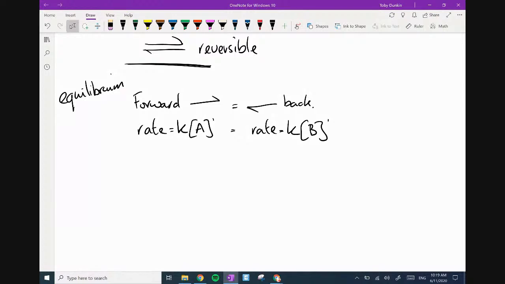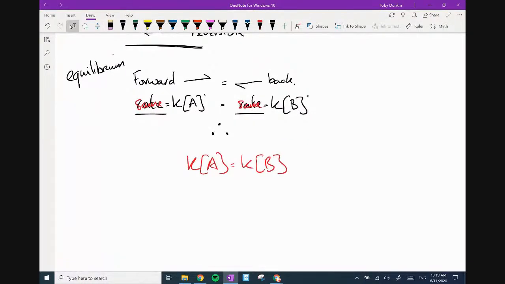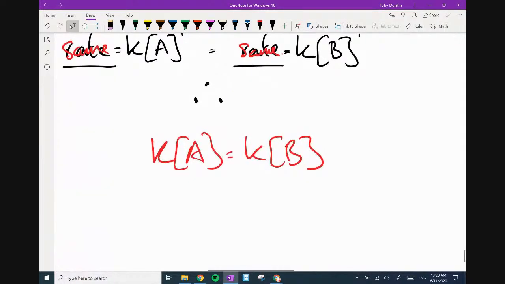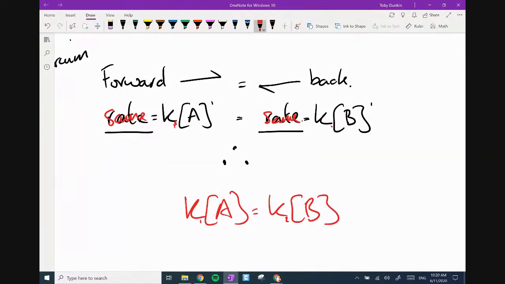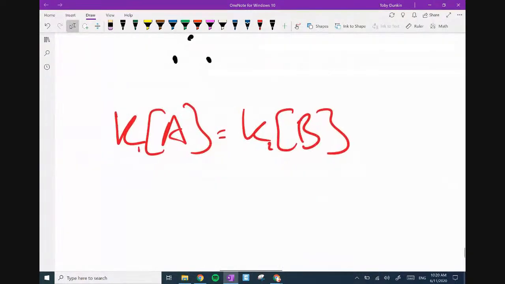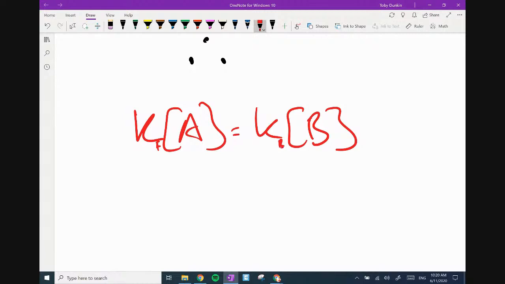So we've got two rate equations, but here's the awesome bit: they both equal the same rate. So we can simplify this. Their rates are the same, so I can write a new equation: K times A equals K times the concentration of B. We can equate those two because the rates were the same. Now, the problem is, in mathematics, you don't want two constants. This would be constant one for the forward direction and constant two for the reverse direction, K1 and K2, or K forward and K backward. Mathematics never does that.